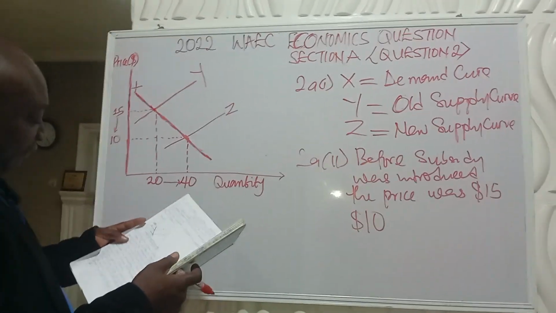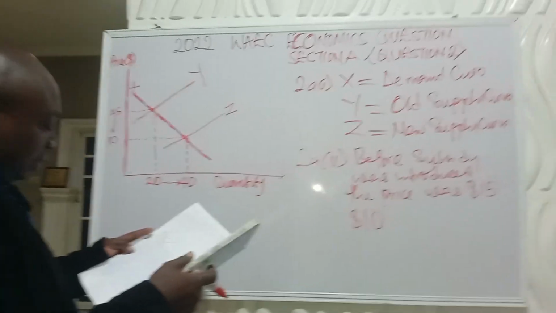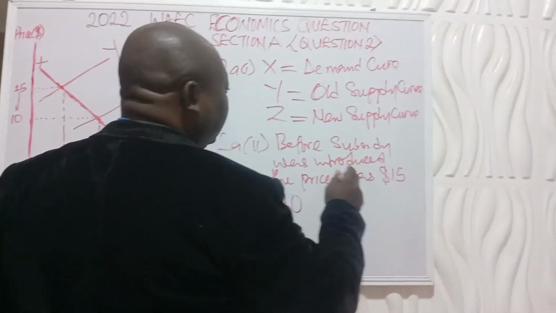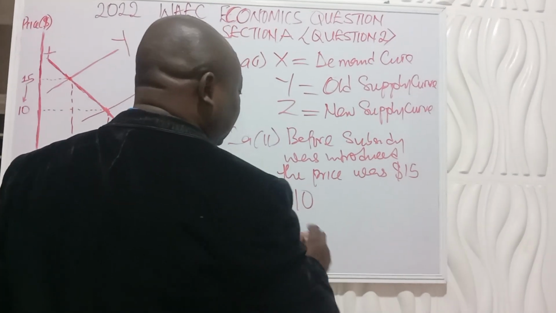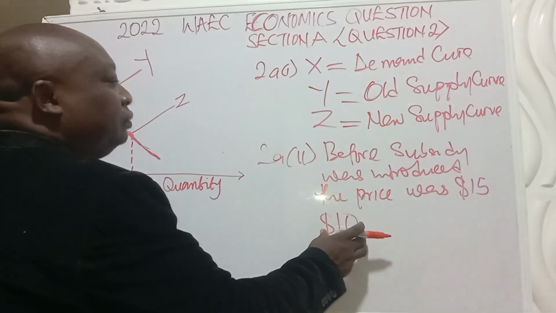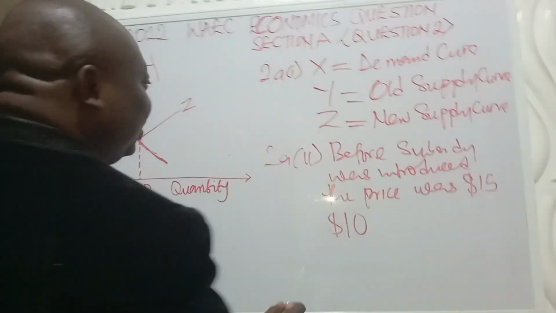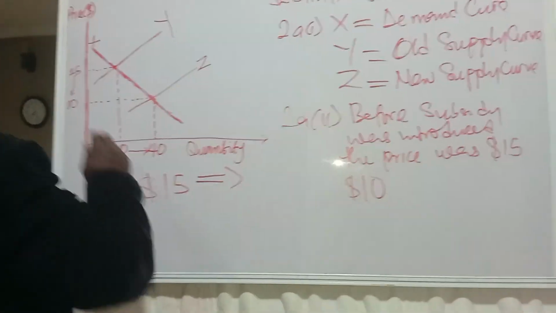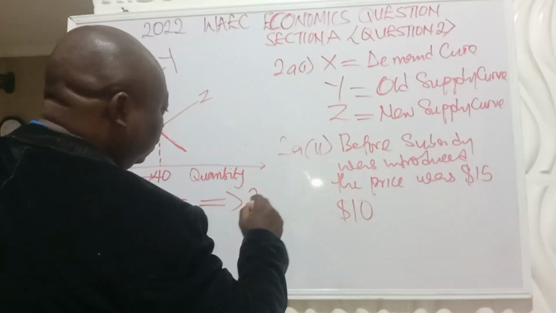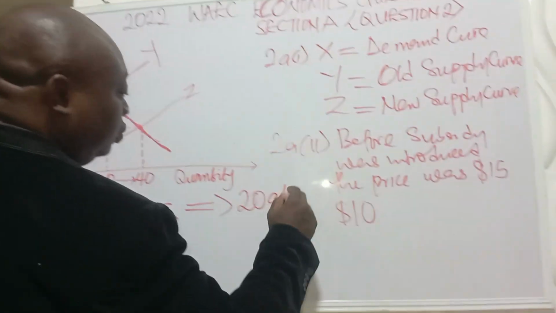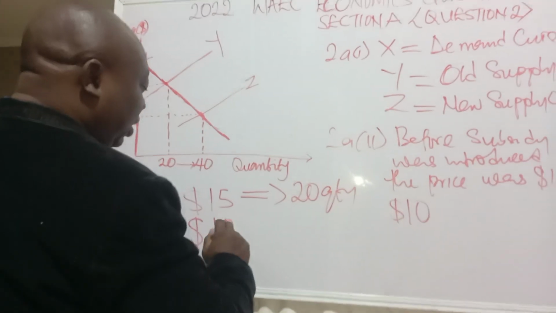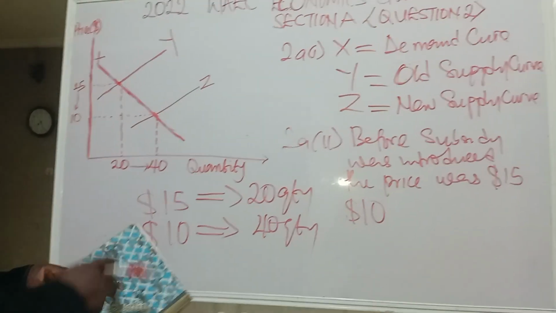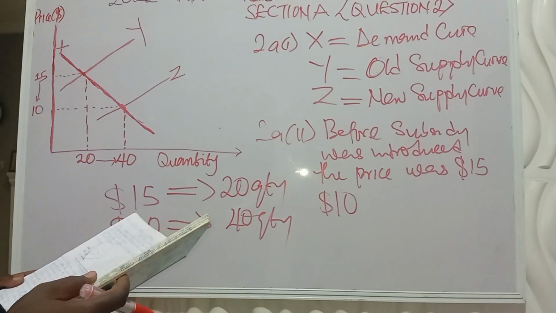Because don't forget the question says state the direction of change in price and quantity with the introduction of subsidy. So your answer now: before the subsidy, the price was $15, and with the introduction of subsidy, the price reduced to $10. Now, what happened to the quantity demanded? When the price was $15, quantity demanded was 20. When the price reduced to $10, quantity demanded increased to 40. So that is the answer for question 2A Roman figure 2.